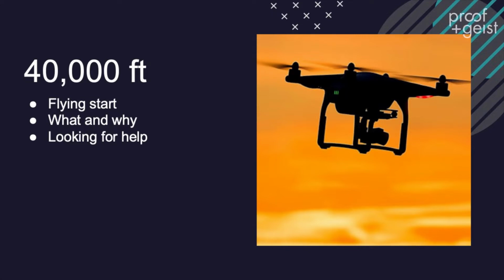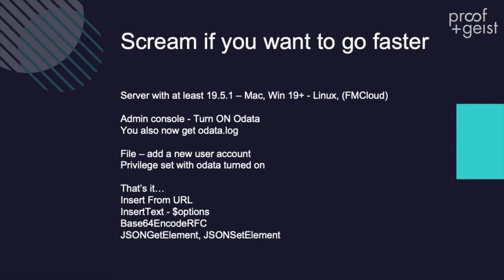So what are you going to need to make OData work? A FileMaker Server that is running at least 19.5.1, which of course now covers Windows, Linux, Mac, and it does also potentially cover FileMaker Cloud, although there are some things around the authentication with FileMaker Cloud that could in fact be a whole session on their own, and we're not going to cover that specifically today.